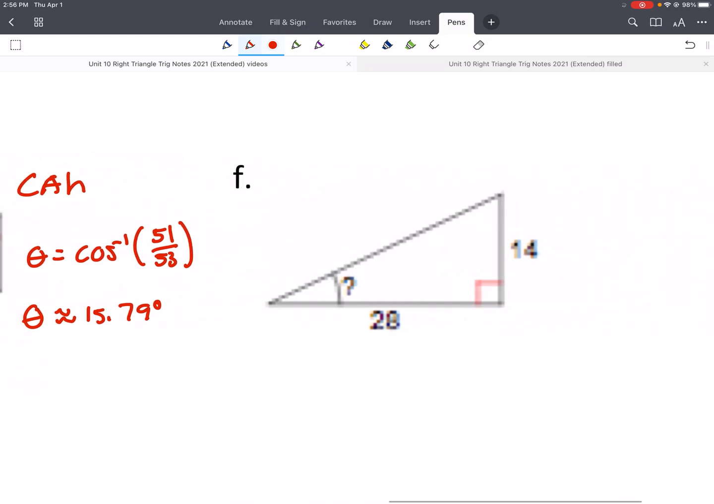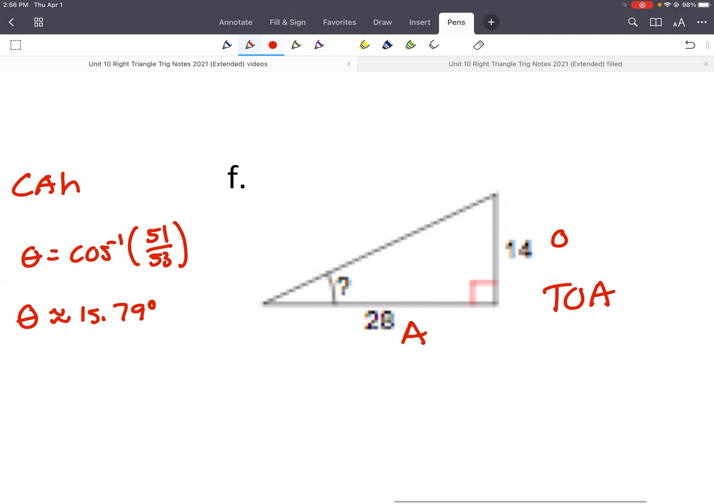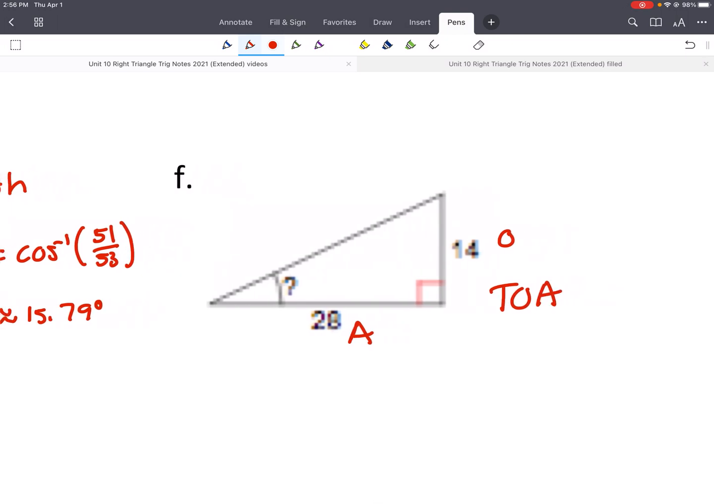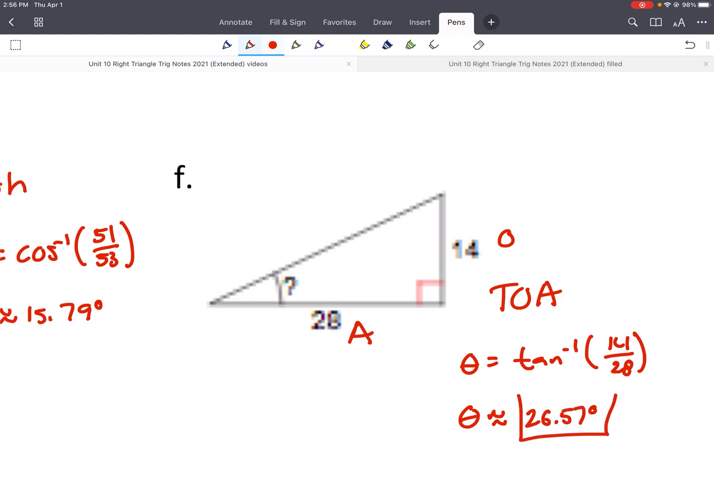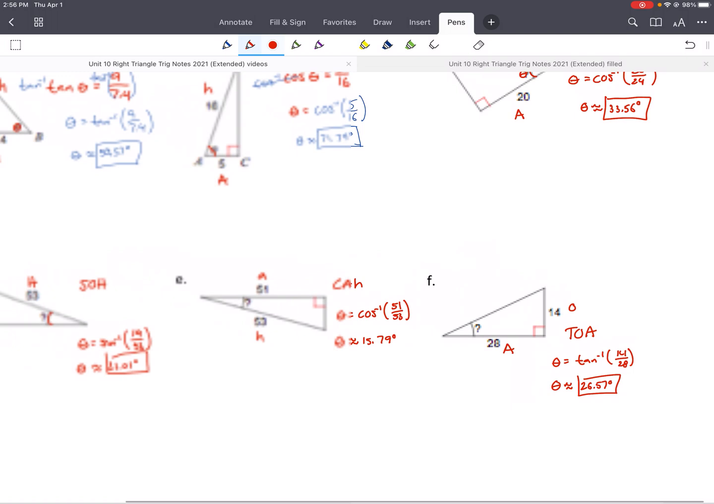All right, last example, we have opposite and adjacent, so that would be TOA of SOHCAHTOA. And we would do theta is equal to tangent inverse of opposite over adjacent, and we get theta is approximately equal to 26.57 degrees. All right, well that's about it.